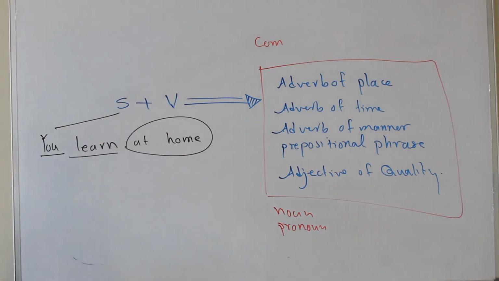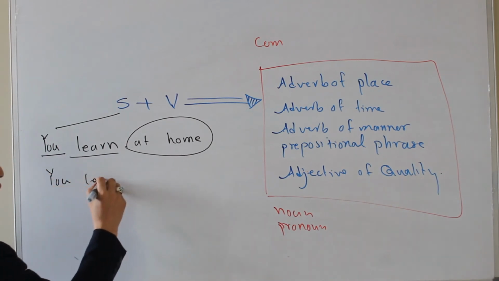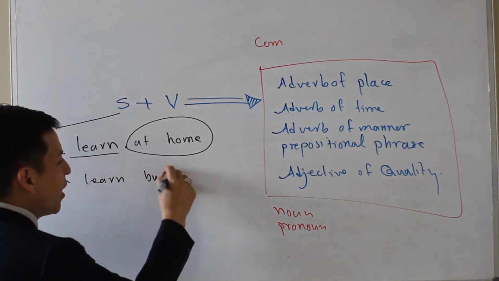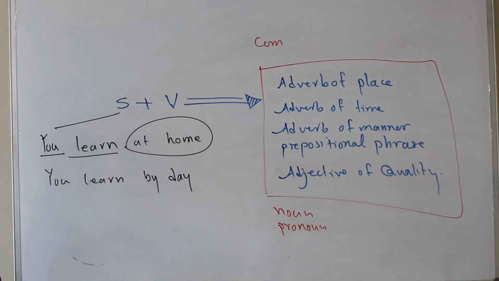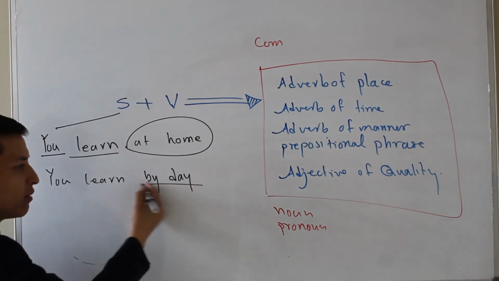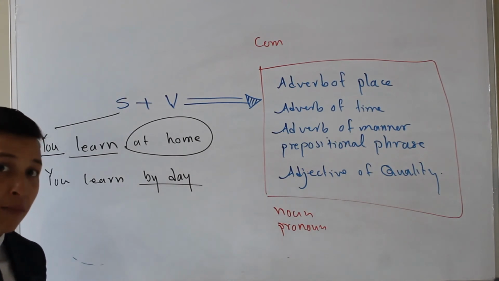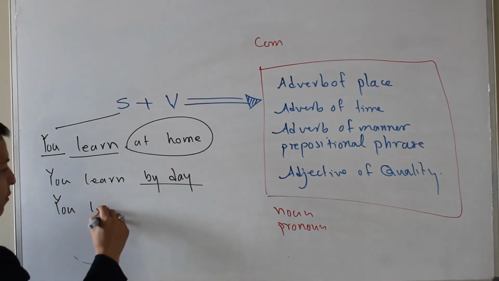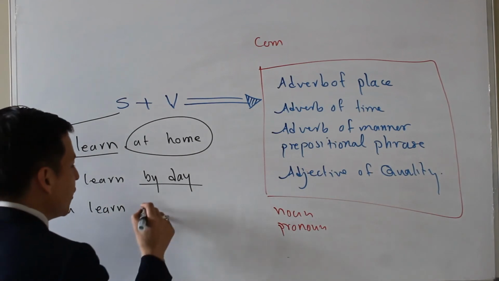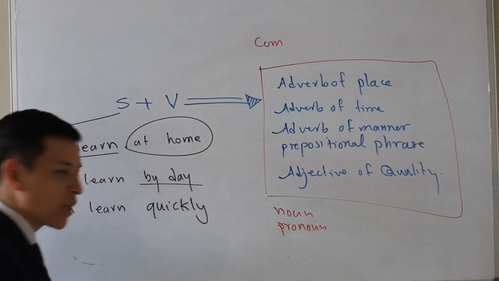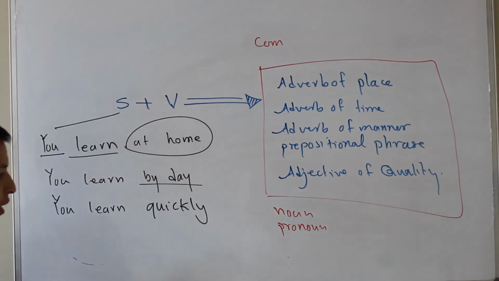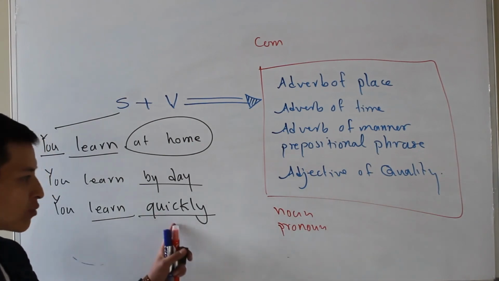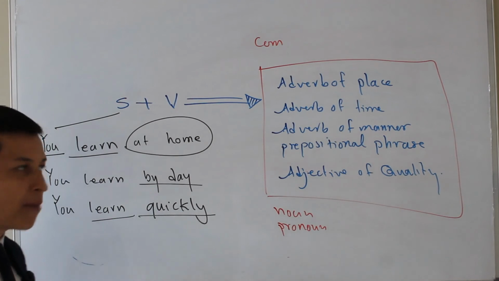Number 2, adverb of time. For example, you learn by day, not by night. Here, by day is an adverb of time, or it clarifies the time. Another one, adverb of manner. You learn quickly. How are you learning? Quickly. After our verb learn, we have an adverb of manner, and this is a complement.